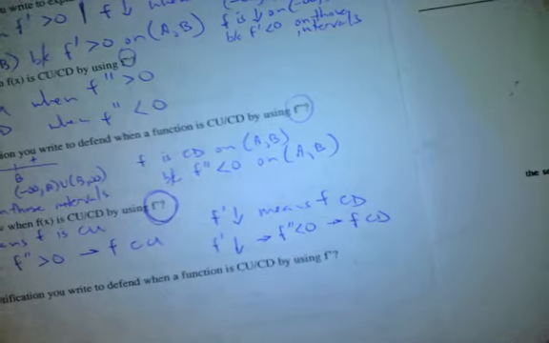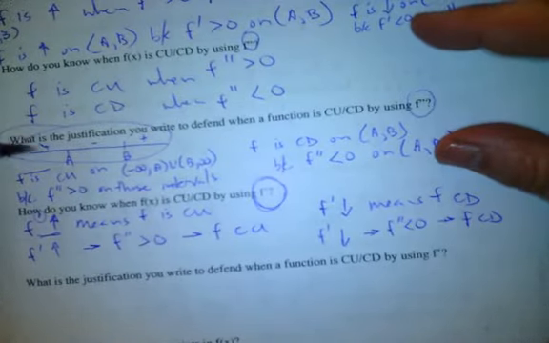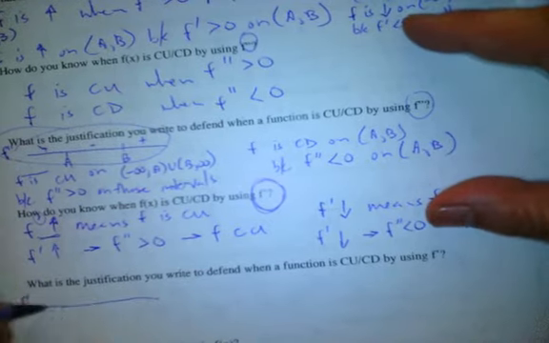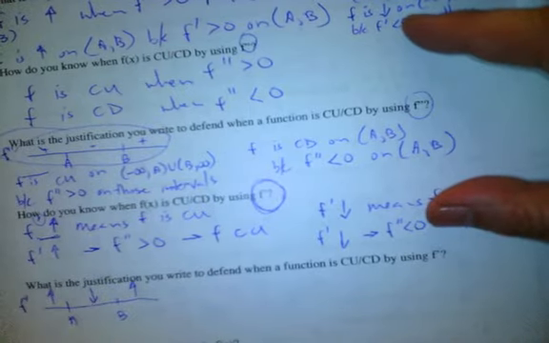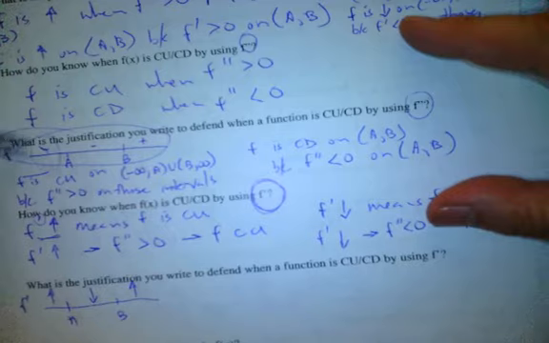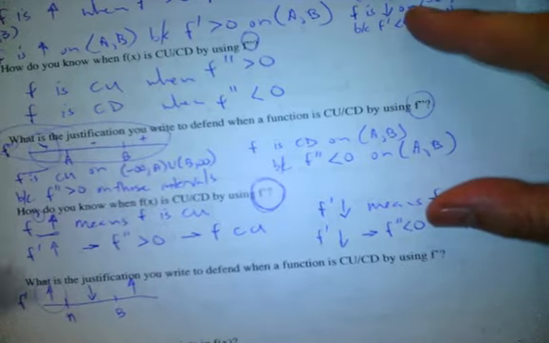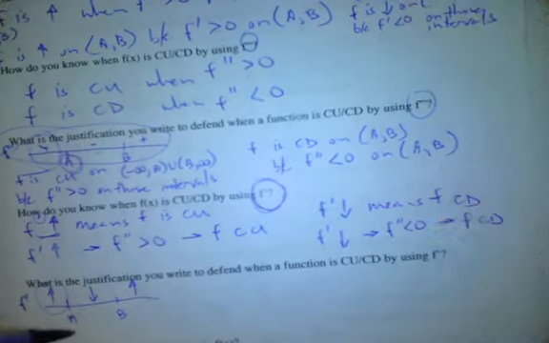Let's take a look at the next question. What is the justification you would write for function concave up, concave down using f prime of x? Well, to use this case up here before, where we saw that f double prime was positive and then negative and then positive, that would be f prime is increasing, then decreasing, and then increasing again. This positive f double prime corresponds to an increasing f prime.